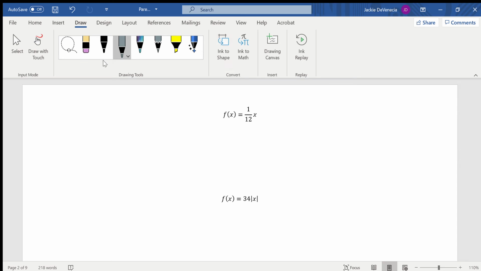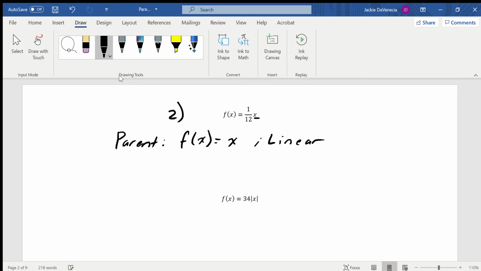We have f of x is equal to 1/12 x. So here I see the x, but there's no absolute value bar. It's not being squared or anything. It's just a plain x. So the parent function right over here has to be the linear function. So it's f of x is equal to x, right?